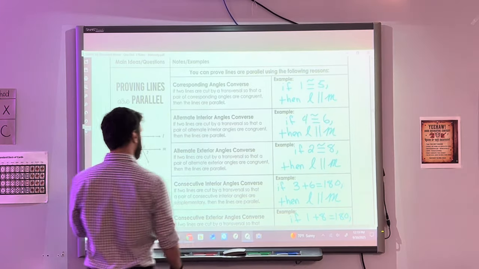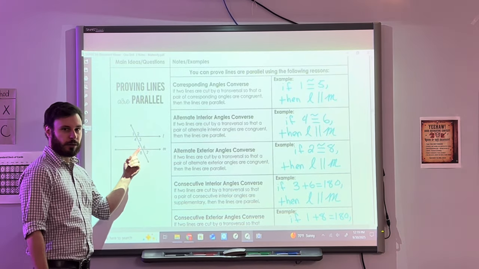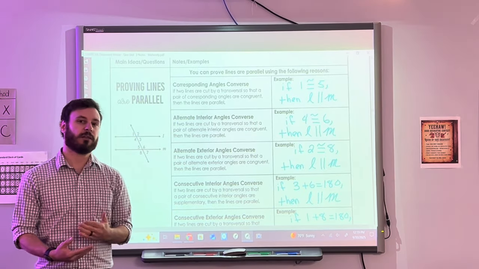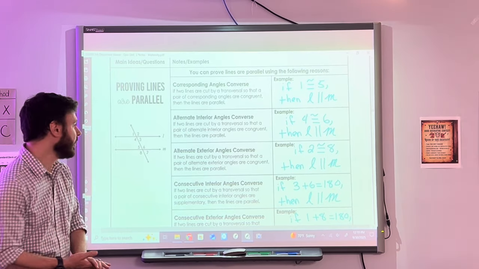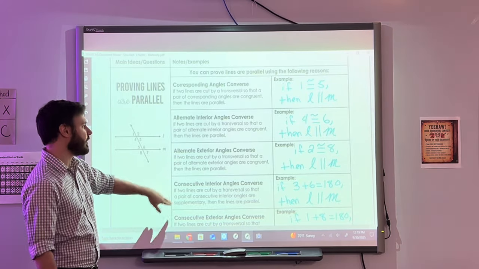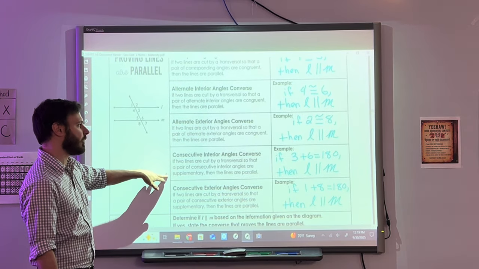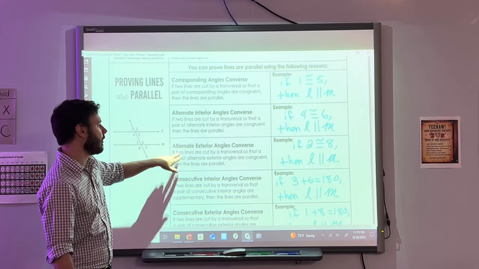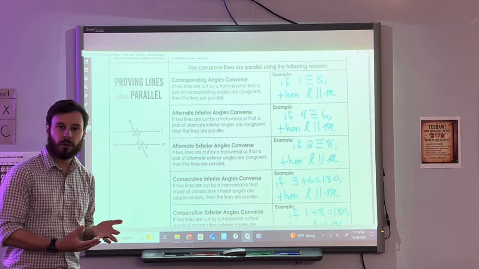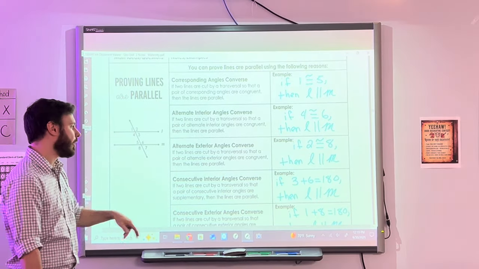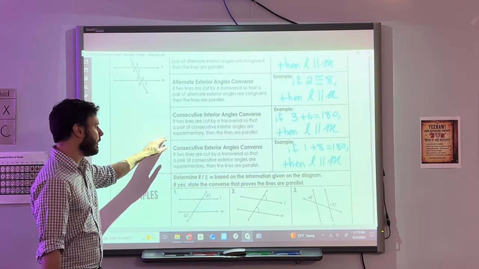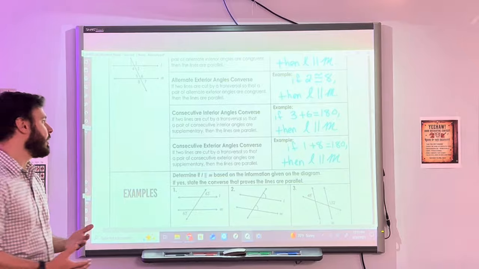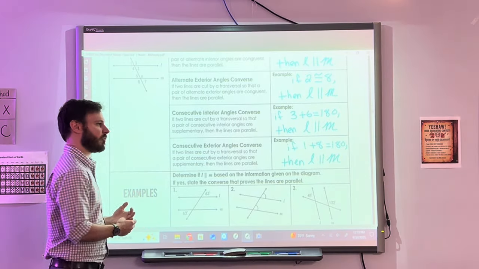In this diagram, 1 and 5 are corresponding. If 1 is congruent to 5, then I know for a fact that those lines have to be parallel. And the same goes for all of these: alternate interior and alternate exterior. If those are congruent, then the lines are parallel. Similarly, if our consecutive angles add up to be 180, then we know that the lines are parallel as well.